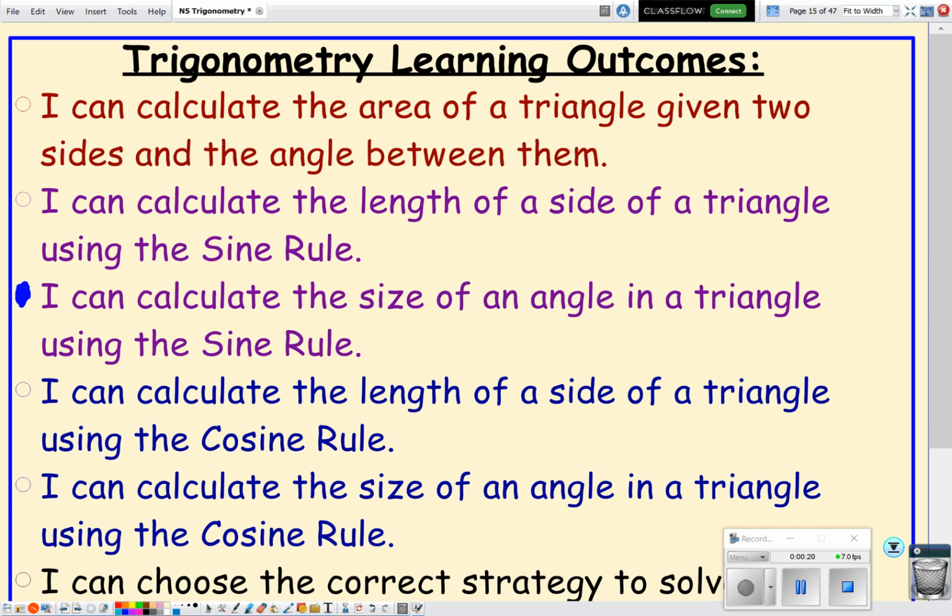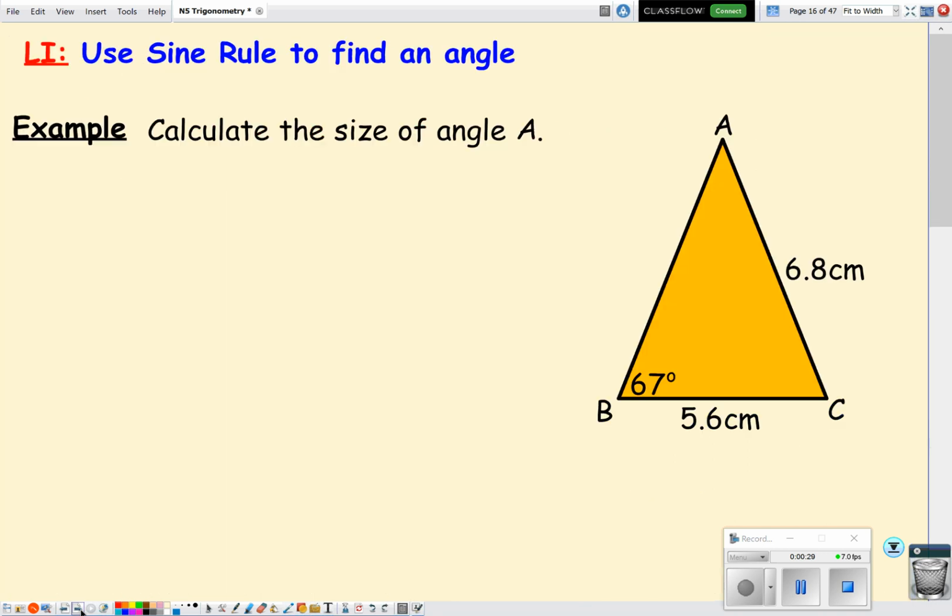So the last lesson was introducing the sine rule in the context of finding a side. What we're going to do this time is find an angle. So let's just get stuck straight into an example. Here's a pretty box standard one. Calculate the size of angle A.